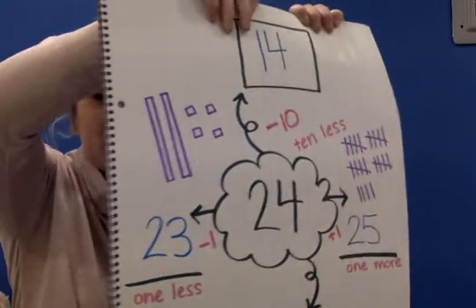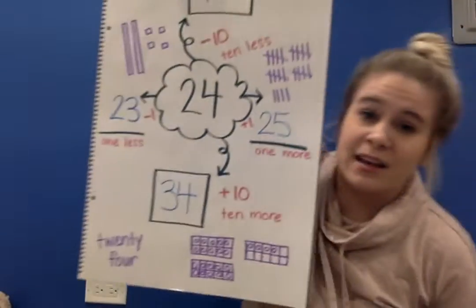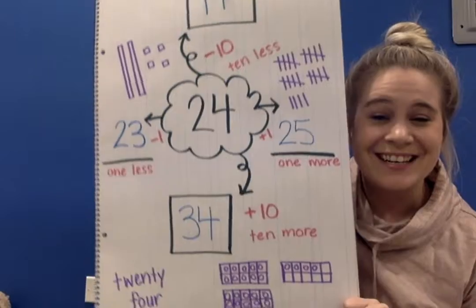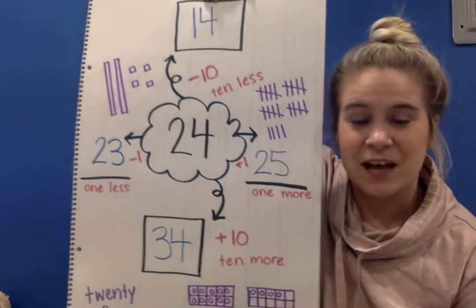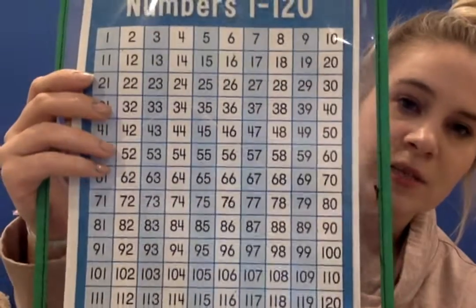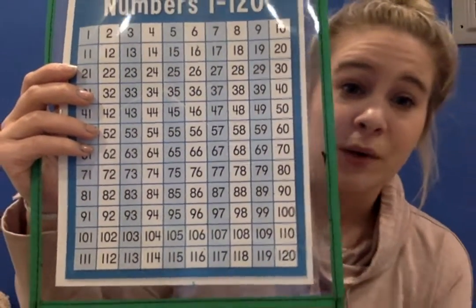Okay. One of my choices on Seesaw that I'm going to send you guys today is going to be a chart, kind of like this, that you guys can fill out for a different number that I'm going to give you. Now let's do some skip counting. I'm going to use my 120 chart to help me. First, let's see. Can you skip count by tens? Will you count along with me?